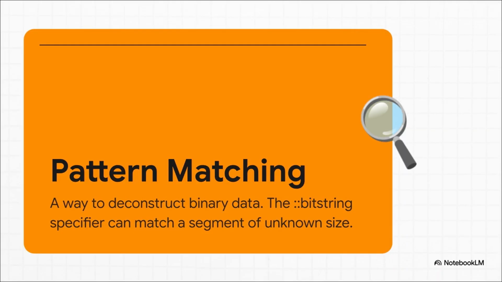And our second tool, pattern matching. This is how we take that data apart. And it's so much more than just checking if things are equal. It's about elegantly deconstructing them. That ... bitstring specifier you see, that's our secret weapon. It's like having a magic tool that can lift one specific color right off the canvas without disturbing anything else.